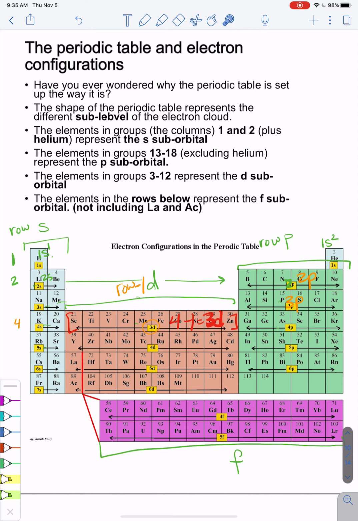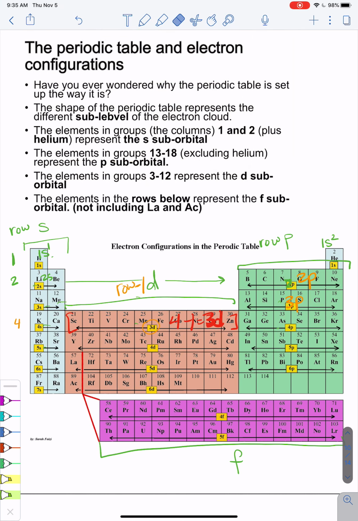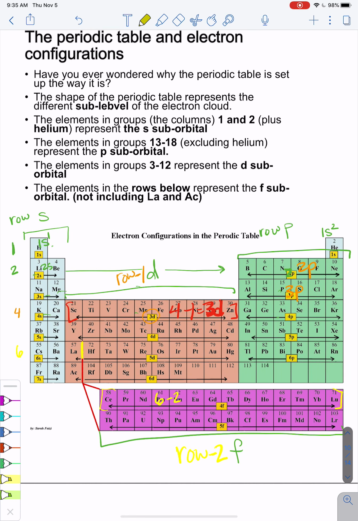6S, 1 and 2. Now right here, you notice this little drop down? This sends you to the F orbitals, okay? And the same way that you had to subtract 1 for the D orbital, you have to subtract 2 for the F orbital. So right here, this Ce to Lu, it belongs right here, which is on row 6. So you're going to say 6 minus 2 equals 4. So this is a 4F orbital.